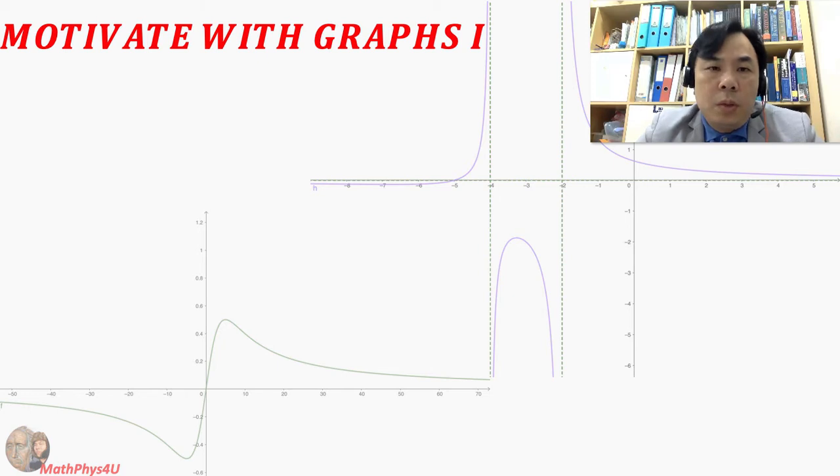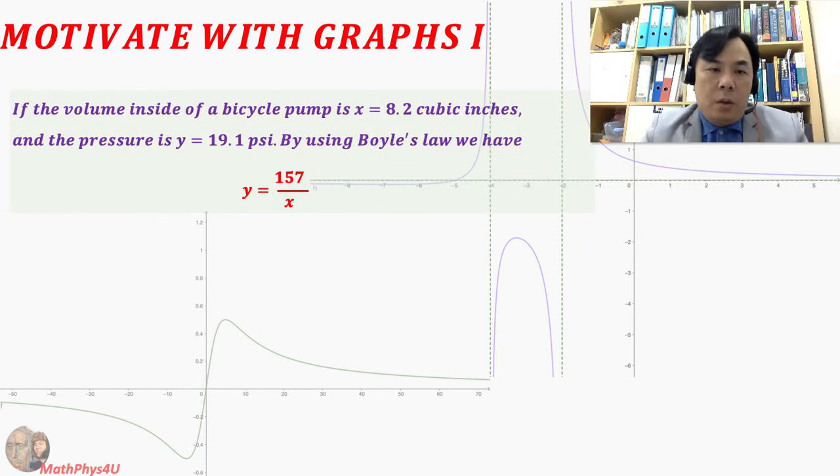Here I'm going to bring you one very simple example to get you started with how to sketch a graph. Suppose the volume inside a bicycle pump is given as x, which is represented as 8.2 cubic inches, and the pressure is given by y, which is 19.1 pounds per square inch. By using Boyle's law, we can write the relationship between the pressure and the volume itself, which is y equal to 157 over x.